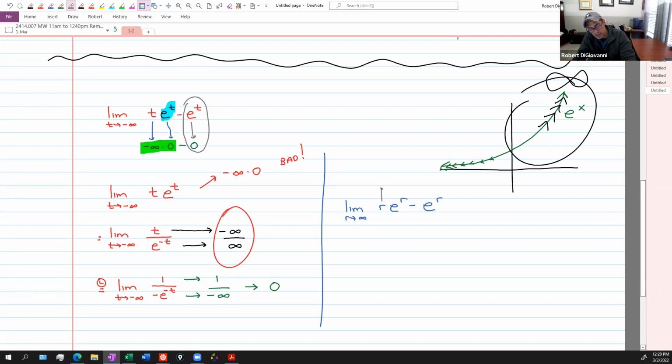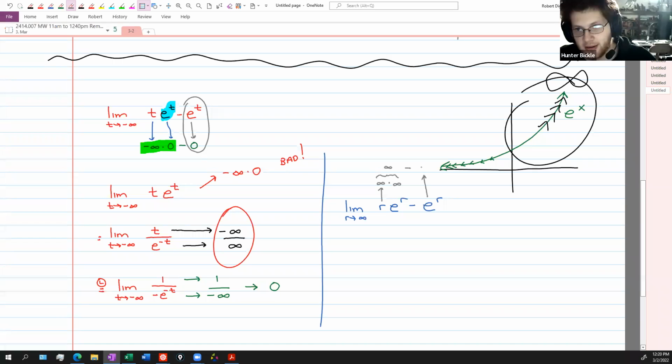If r goes to infinity, this is infinity, right? Times, now e to the infinity is what? Infinity. So that's infinity. See, I don't have 0 times infinity now. I have infinity times infinity. Infinity times infinity is infinitely big. So that's not a problem. I know this is getting huge. But then I'm subtracting from it. What is this? Infinity. And infinity minus infinity is an indeterminate form. It's not 0.